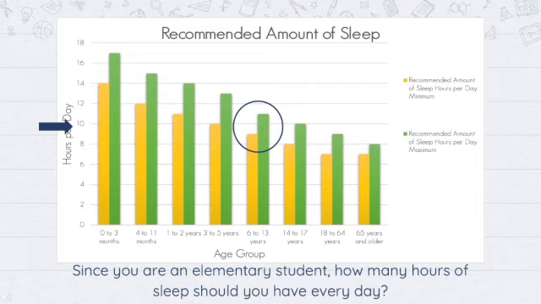Encircled in the bar graph is the column of the 6 to 13 years age group. When you look at the columns, since this is a double bar graph, the minimum number of hours of sleep required per day is 9. And the maximum number of hours of sleep per day reaches 11 hours. Therefore, an elementary student needs at least 9 hours, or 9 to 11 hours of sleep per day.